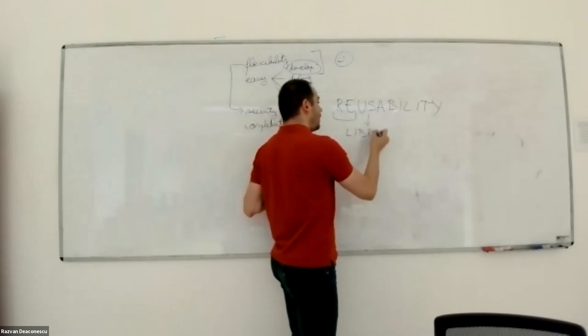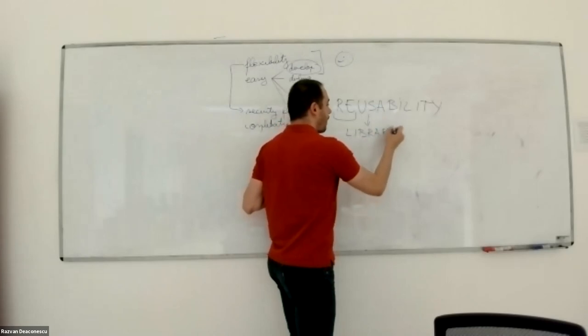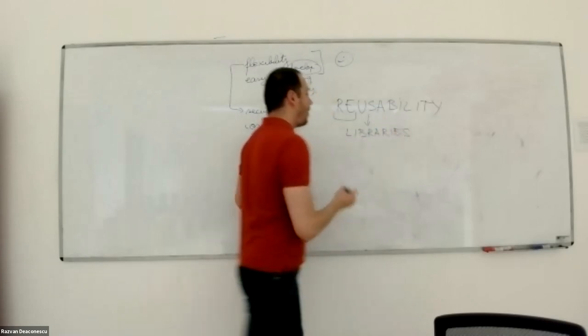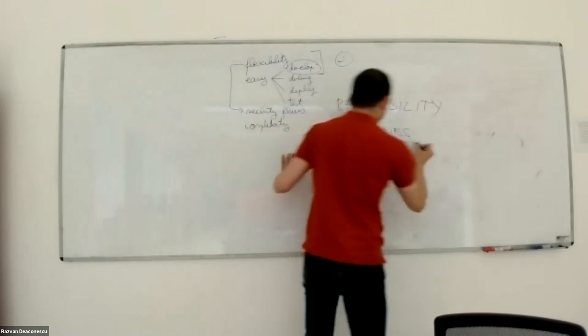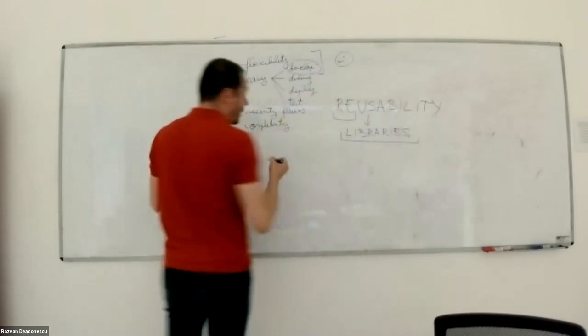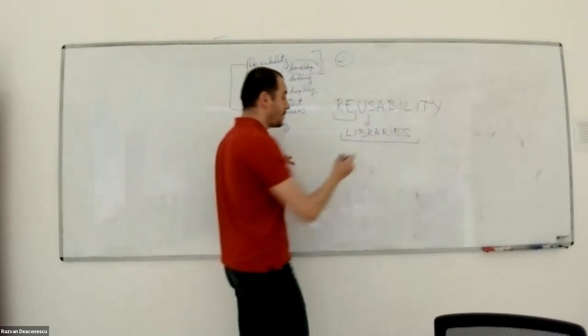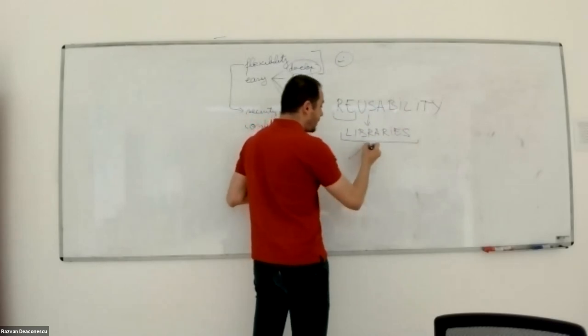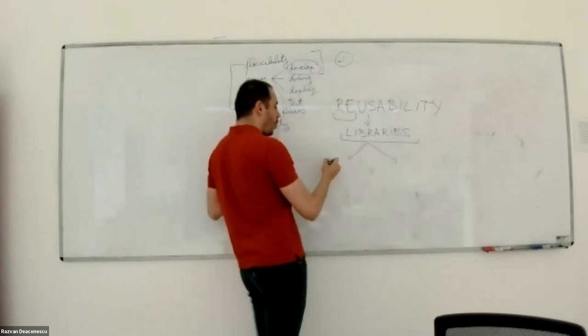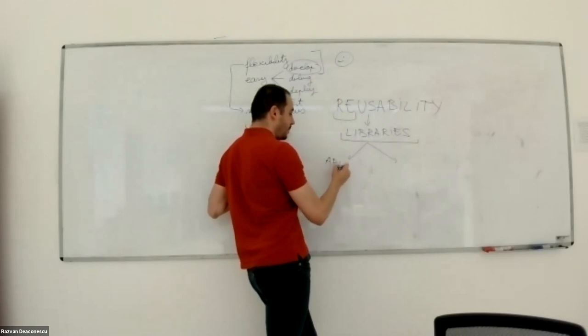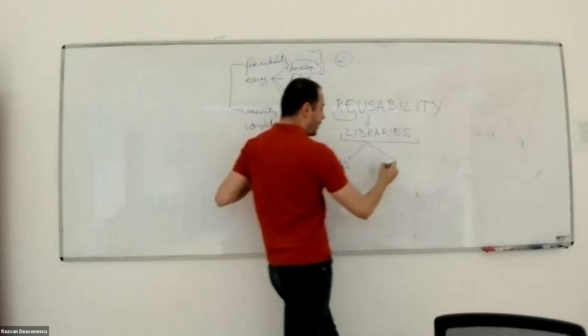And what Andrea mentioned as part of her answer was that this part of software is called libraries. And this is a very, very important part. So let's just split software into two types of software. Let's split software into what we'll call applications and libraries.